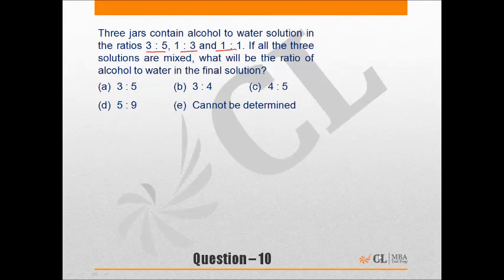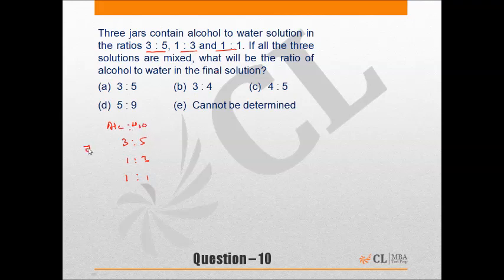No, we are not. Since we are not, obviously it cannot be determined. We know that these are 3:5, 1:3 and 1:1 ratios of alcohol to water. But what is the volume of the 3 jars?